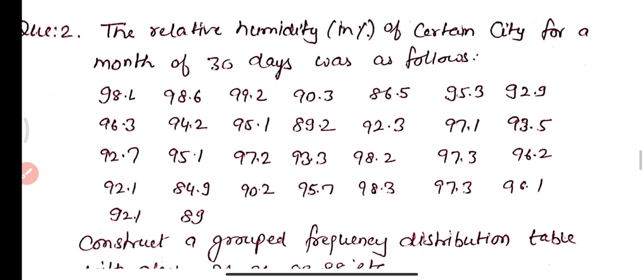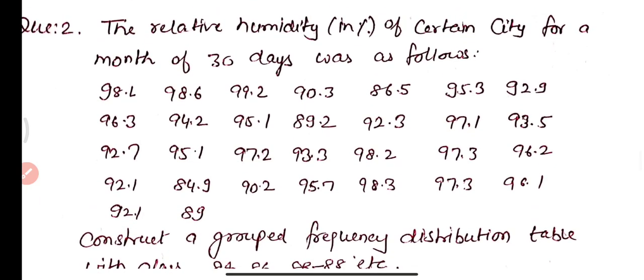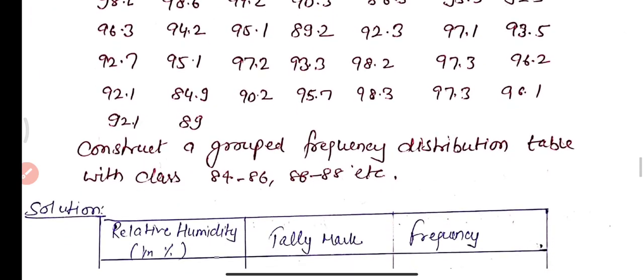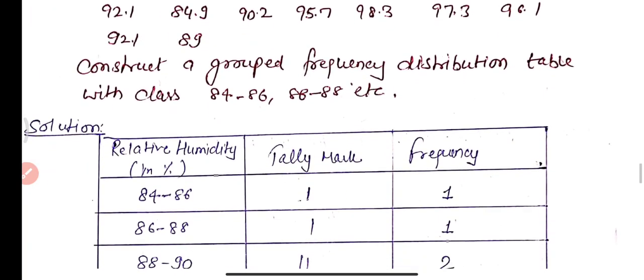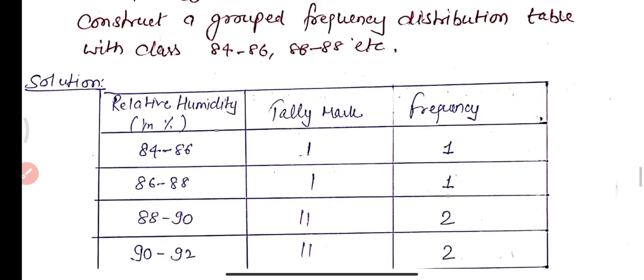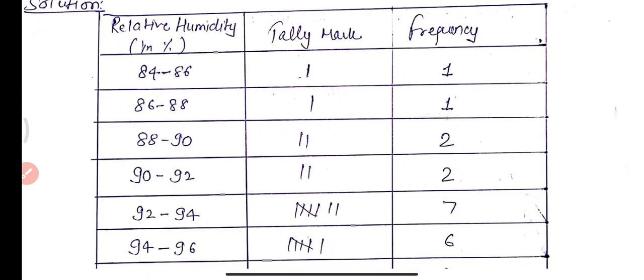The relative humidity in percentage of a certain city for the month of 30 days was as follows. देखिए, हमें relative humidity given है in percentage, and now we are to make a group frequency distribution table with the class intervals 84 to 86, 86 to 88. These are the continuous class intervals. So you can see a table on the screen: relative humidity in percentage, tally marks and frequency.